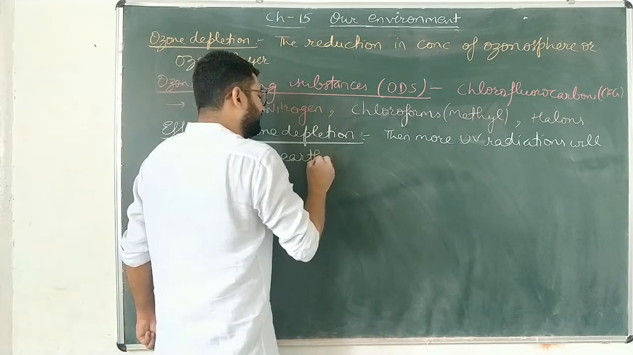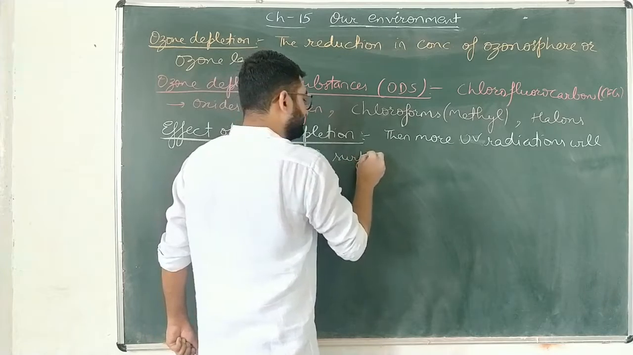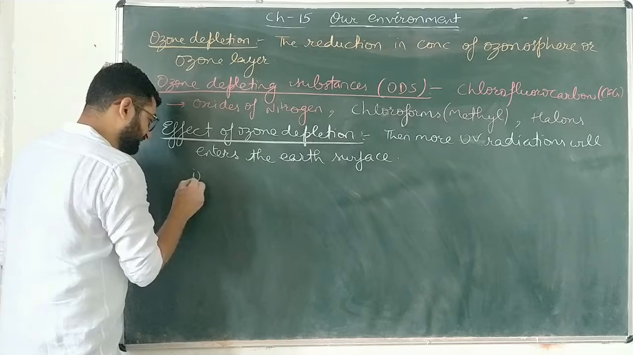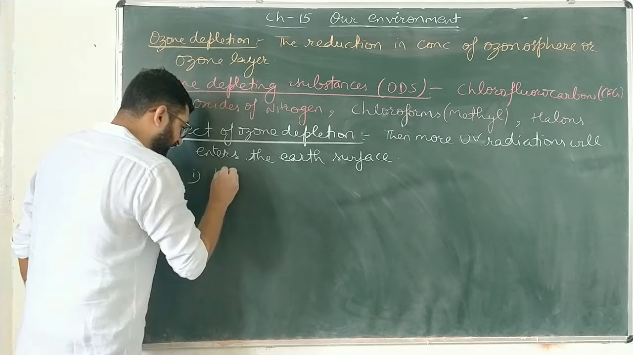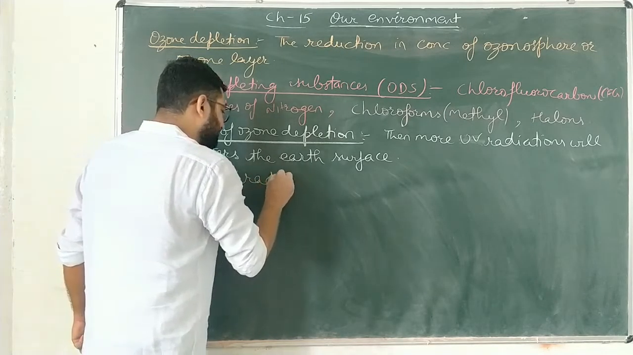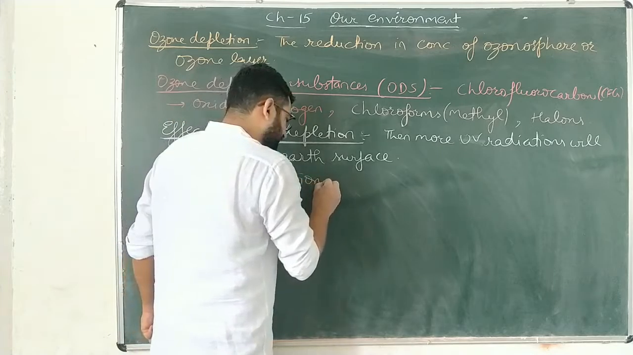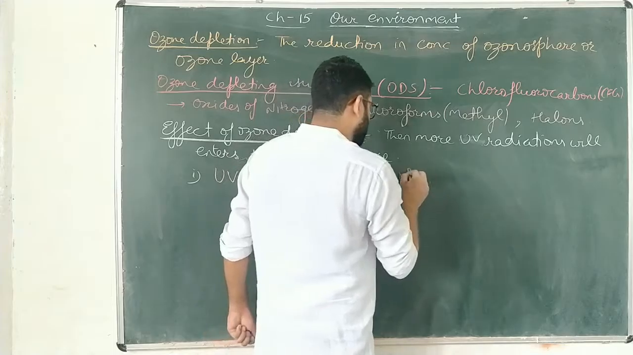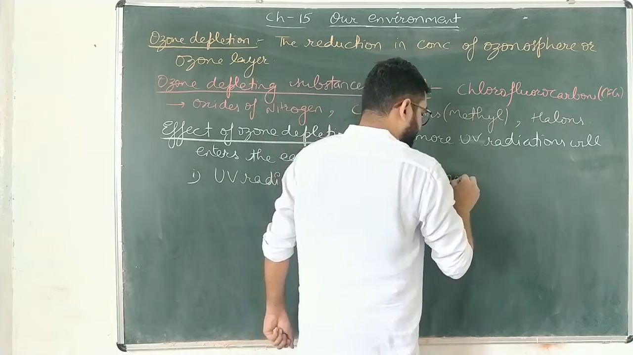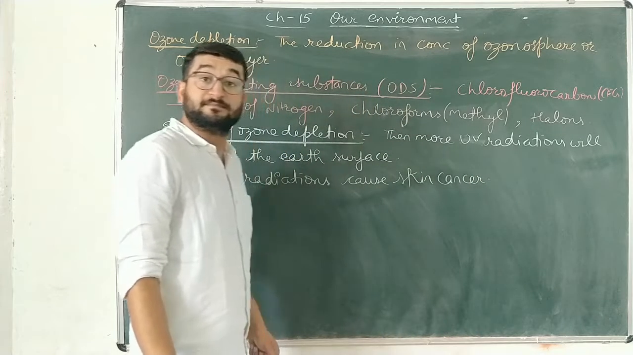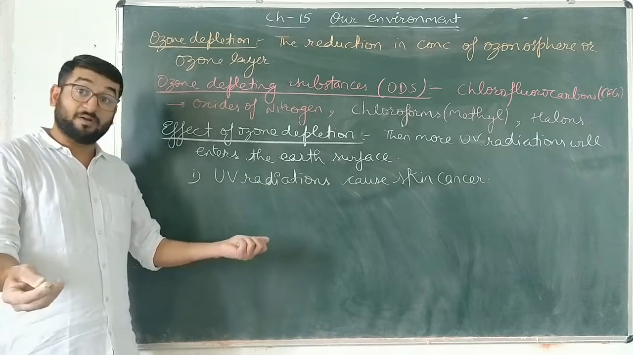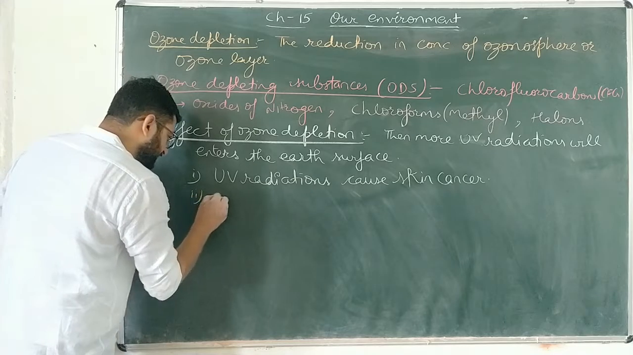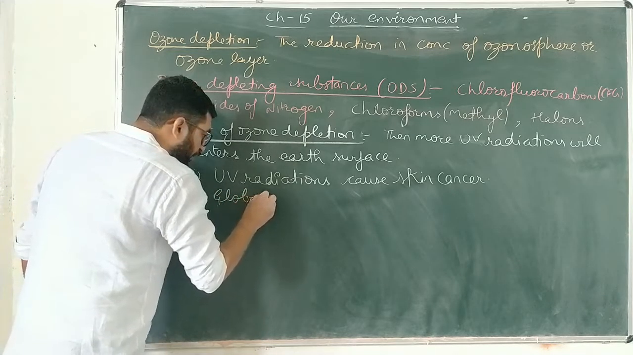Due to the excessive ultraviolet radiations, what will happen? First thing, ultraviolet radiation cause skin cancer. So the chances of skin cancer will be increased to the animals or to the human beings. And if ozone layer is not there, more ultraviolet radiations will come into the Earth's atmosphere.